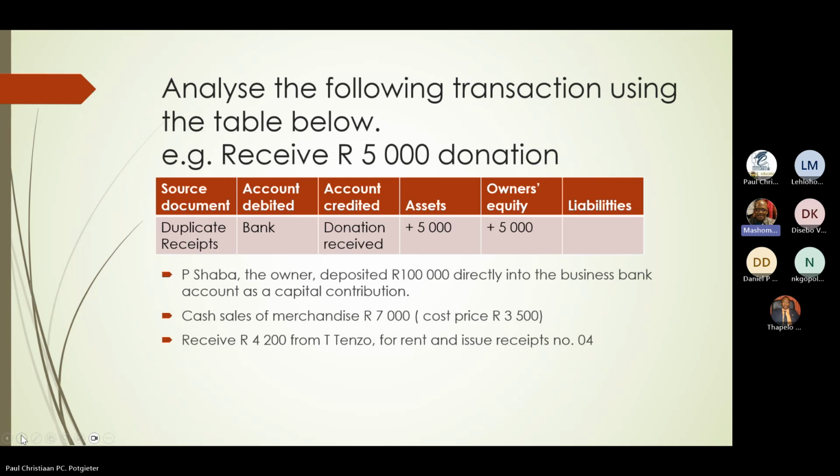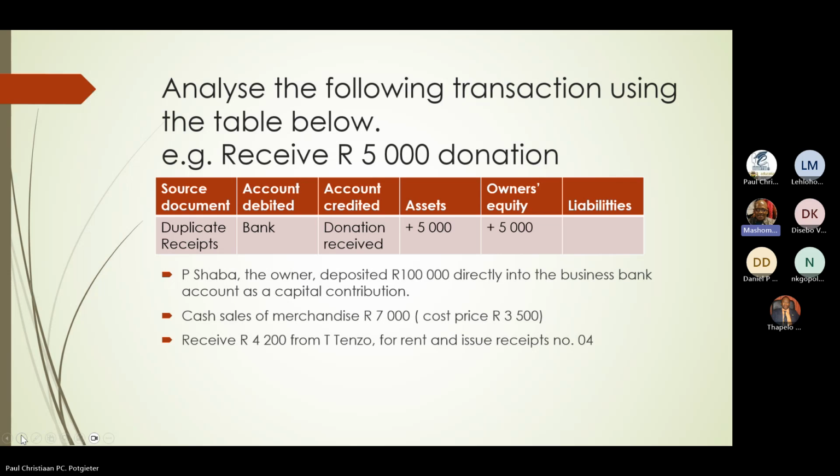Now, the impact under assets, owner's equity, and liabilities. Remember, I've said we are dealing only with the assets and the owner's equity. Liabilities will be in term 3. Assets will increase by 5,000. Also, owner's equity will increase by 5,000. It means here we are proving that the left-hand side is equal to the right-hand side.